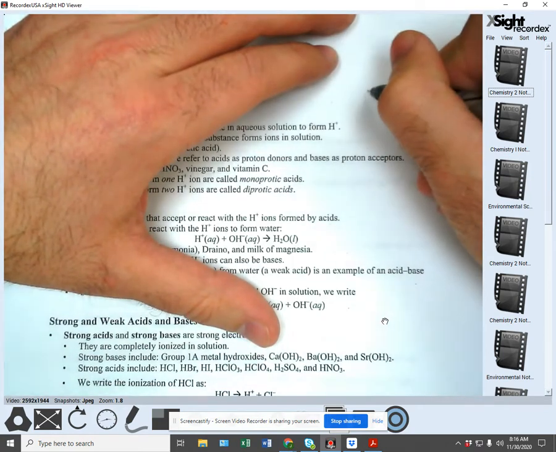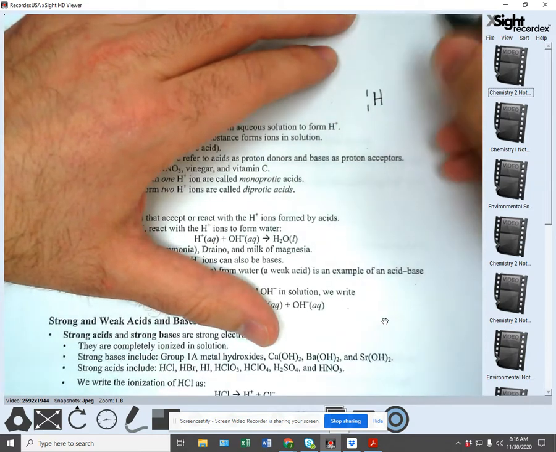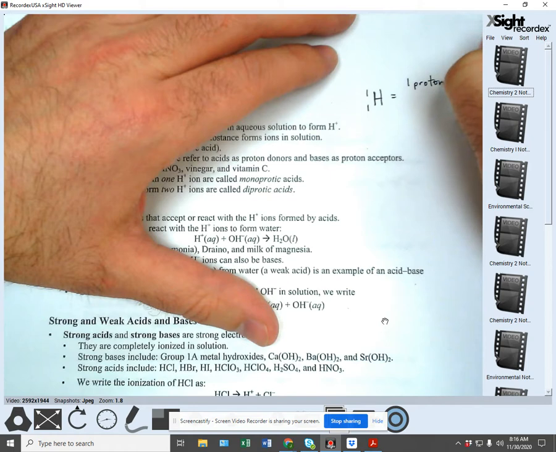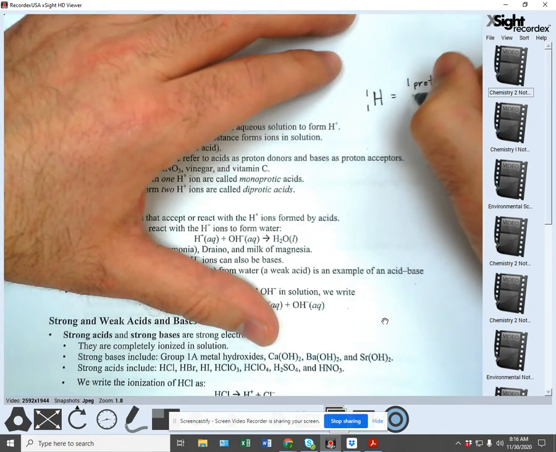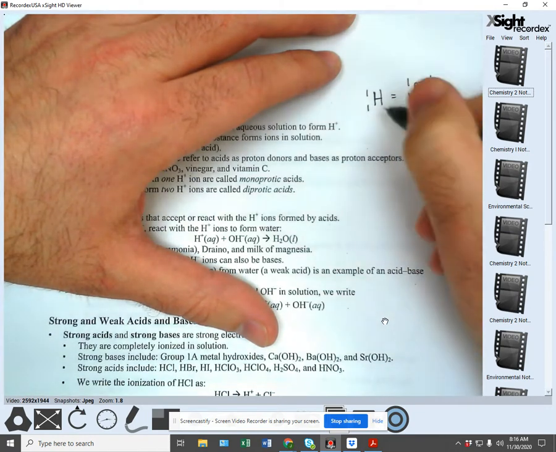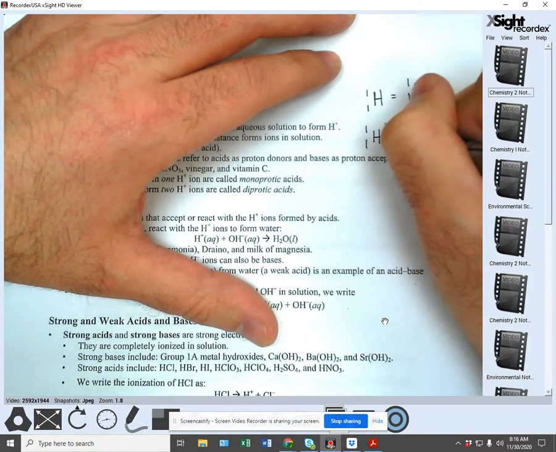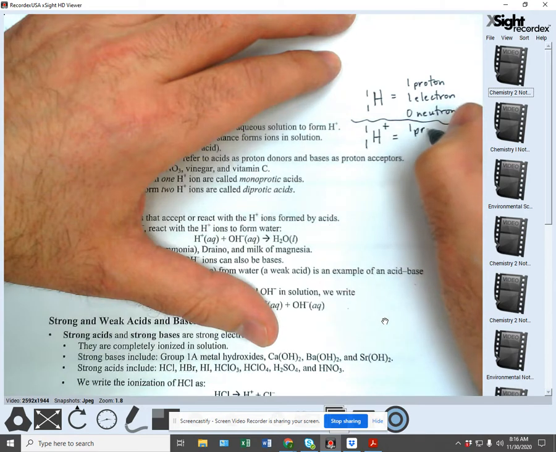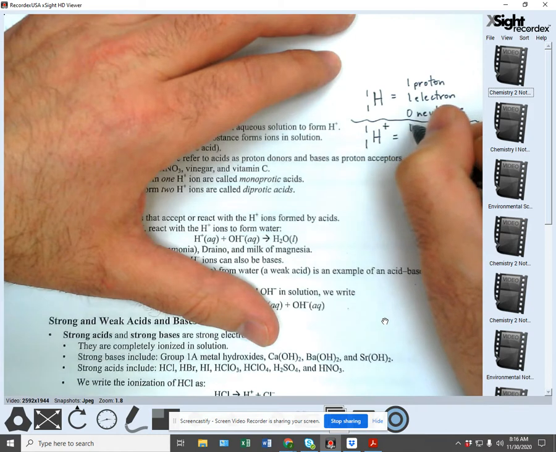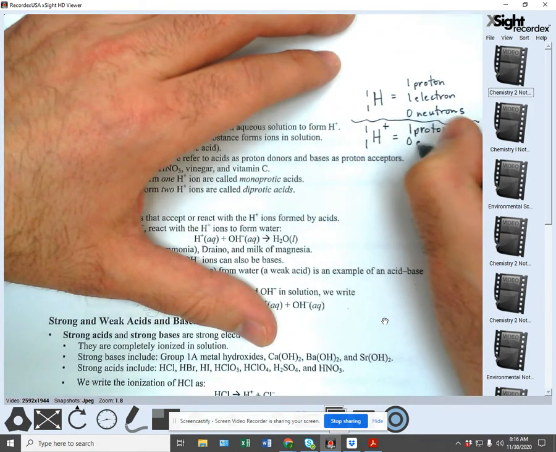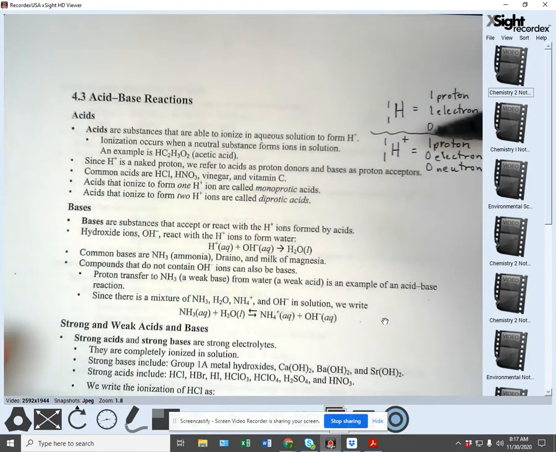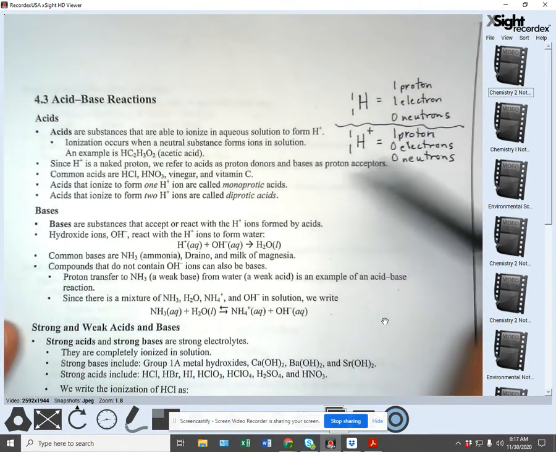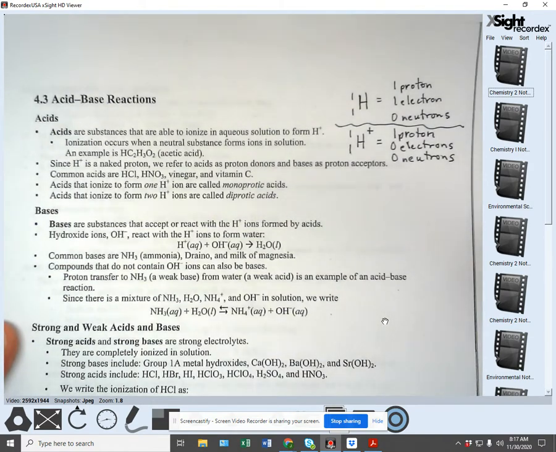So just to kind of explain this, if we have a regular hydrogen atom, 1/1 H, that has one proton, one electron, and 0 neutrons. Okay, if we have this with the plus 1, that's still one proton. The plus 1 tells us we lost an electron, so it'd be no electrons and still no neutrons. So I just wrote this to show you when it says it's a naked proton, what that basically means is a hydrogen ion is just a proton. It's the exact same thing as just a proton, okay?